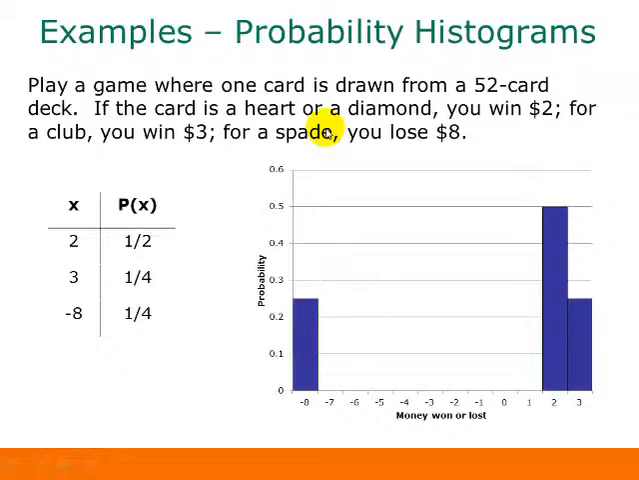Now for our game with the cards, we had 3 different outcomes. So if we show these on the graph, we have the -8 over here, and the 2 and the 3 over here. And our probabilities were 1/4 for the -8 and the 3, and 1/2 for the 2. So these are our values.